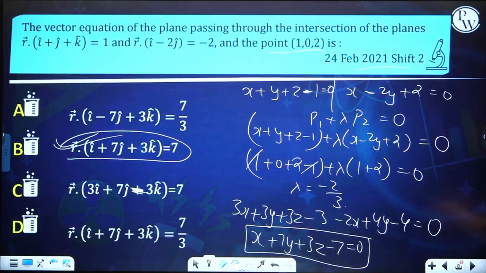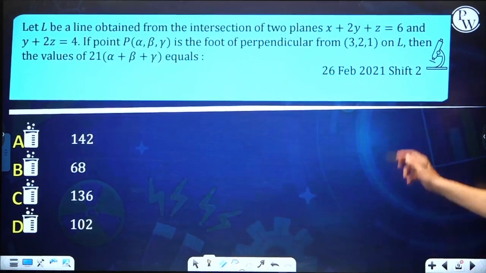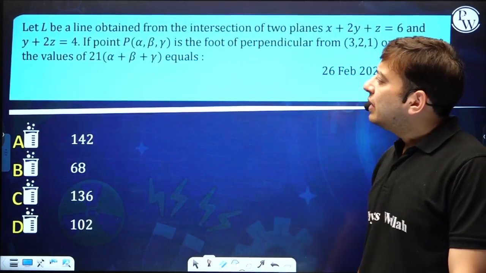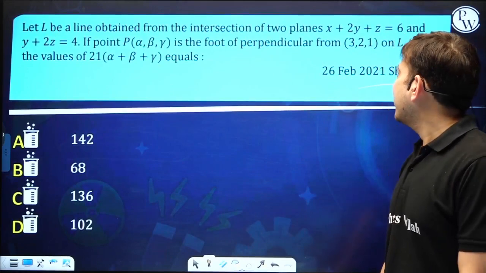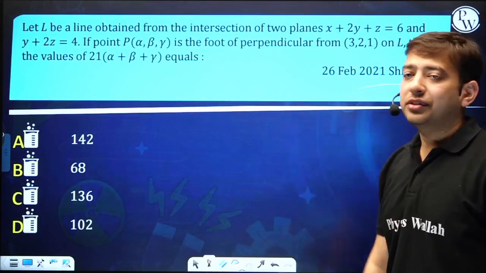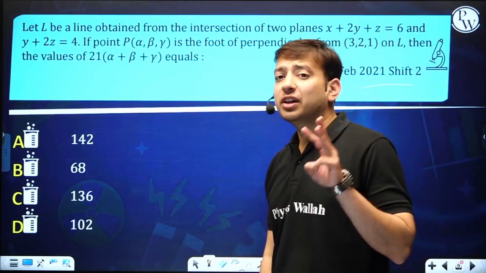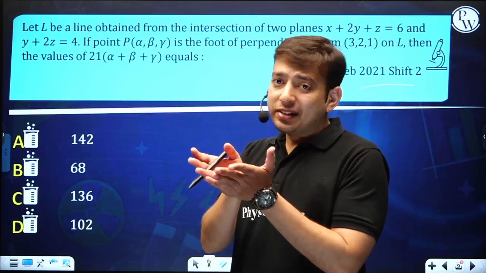I hope everyone is clear. Now, moving on. Again, sir, 2021 question. Let L be a line obtained from the intersection of two planes, this and this. I've already told you the third form of a line when two planes intersect.